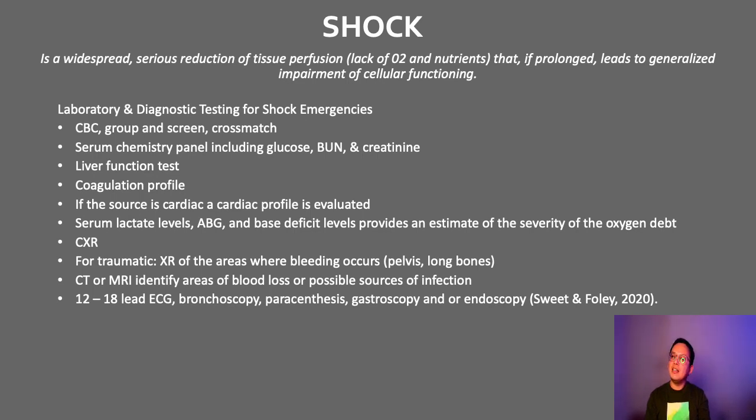Chest X-ray also is done, and X-ray of the areas where bleeding occurs, such as the pelvis and the long bones. CT or MRI identify areas of blood loss or possible sources of infection. For MRI, your responsibility is to determine if the patient has any metallic implants in the body. Okay, and then do your 12 lead ECG. Nurses do 12 lead ECG, bronchoscopy, paracentesis, gastroscopy, and or endoscopy to determine the source of bleeding.